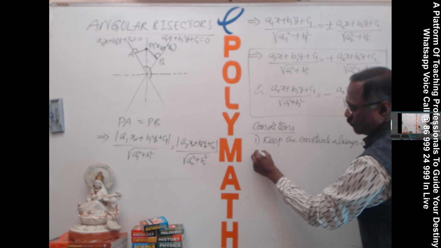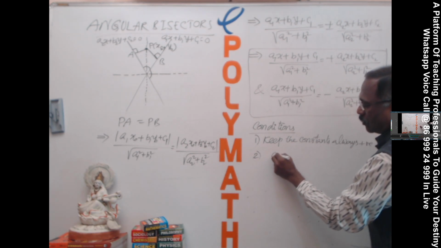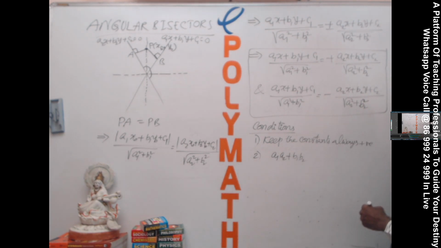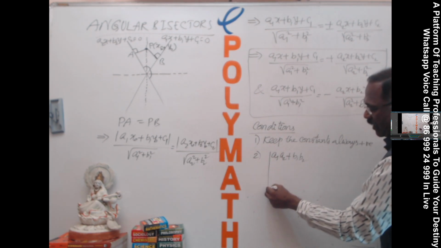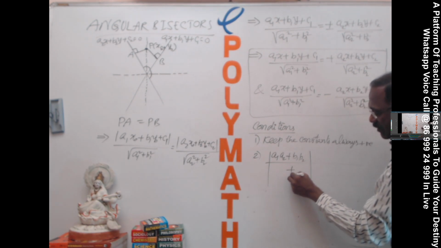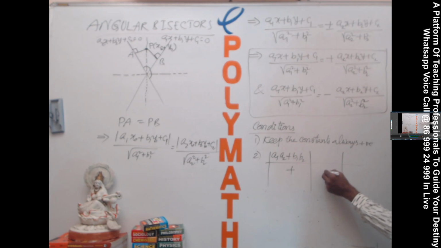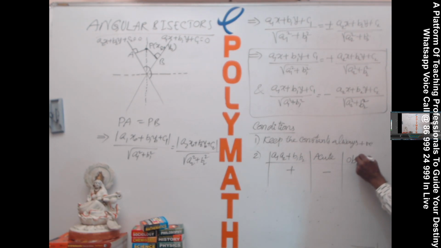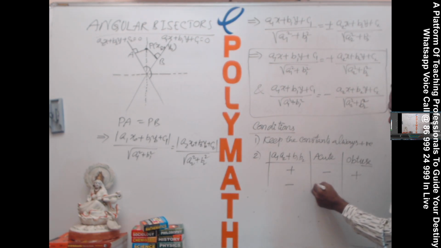Number two, find out a1a2 plus b1b2. Keep always the constant positive. Find out the sign of a1a2 plus b1b2. If a1a2 plus b1b2 is plus, by taking minus here, you'll get the acute angle bisector. By taking plus here, you'll get the obtuse angle bisector. If it is minus, this is reversed, plus and minus.